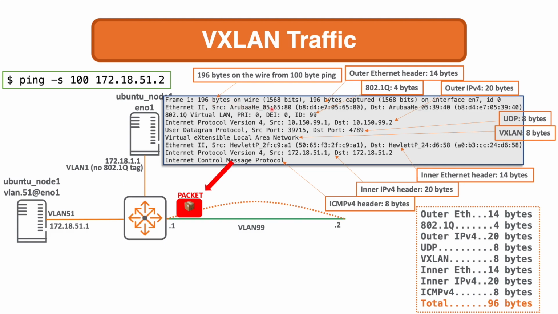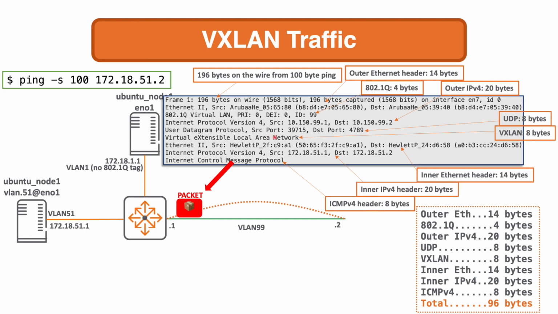So we have the outer Ethernet header of 14 bytes. We've got the .1Q tag of 4 bytes. Remember, that's just for this link because this is in VLAN 99. Then we have the outer IPv4 header, which is the source and the destination of the VTEPs, so that's 20 bytes. Next up is the UDP, that's 8 bytes. The VXLAN header, again 8 bytes.